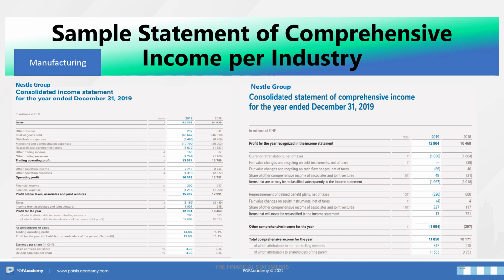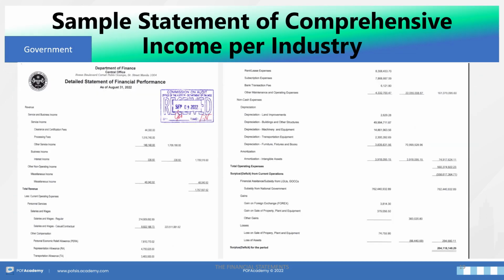Next is the government. Government comprehensive income is the same as the service industry, wherein it is service income, less operating expenses, then net income. They use the word surplus as their account title for net income.